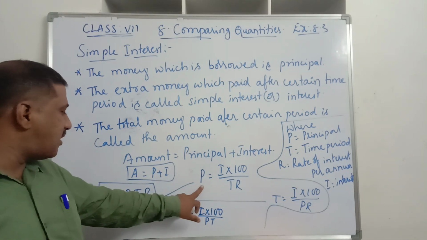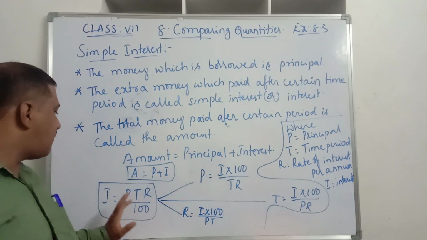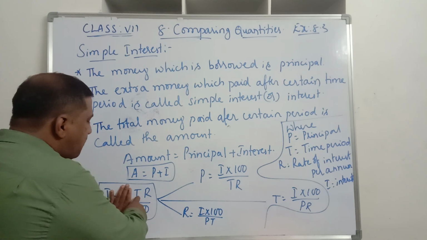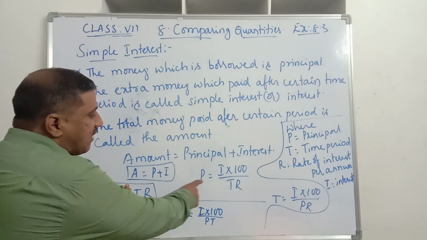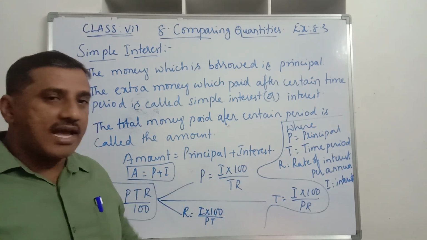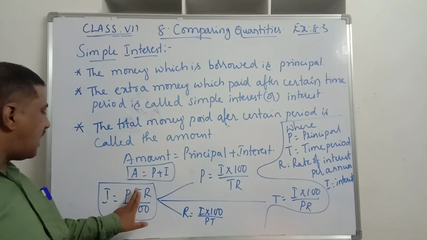That is, principal P is equal to, by cross multiplication, I into 100 divided by, if we want to find P, close it, then what is left over? Time period and rate of interest. Therefore, P is equal to I into 100 divided by time period into rate of interest, that is TR. If we want to find T, you close it.